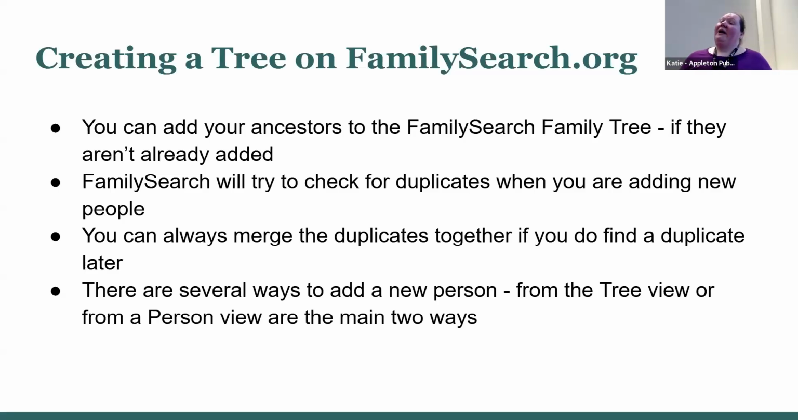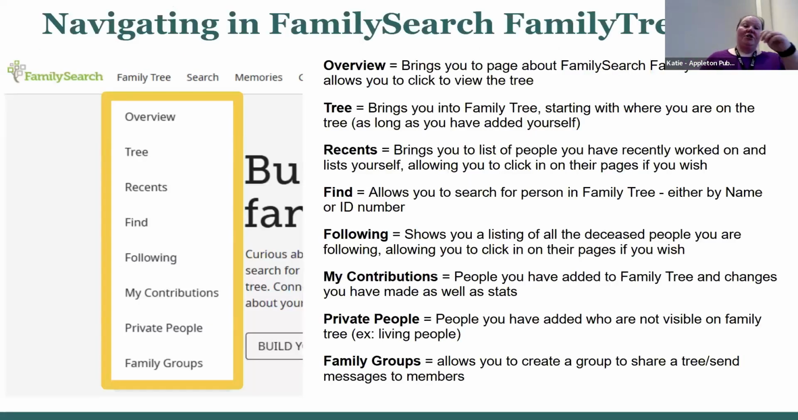There are several different ways that you can add new people. From your tree view or from a person view are kind of the two main ways. So if you go under FamilySearch, there's a whole tab for Family Tree, with lots of different options here. I kind of spell out what each of these options are. The overview, if you click on that first link, is going to bring you to a page just telling you about the family tree and allow you to click to view into the tree.